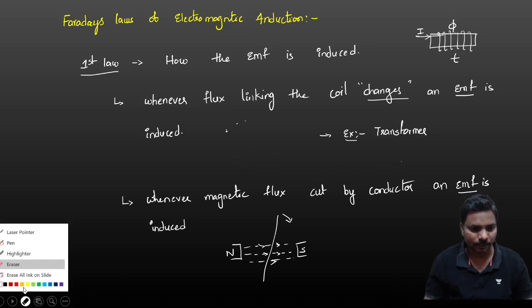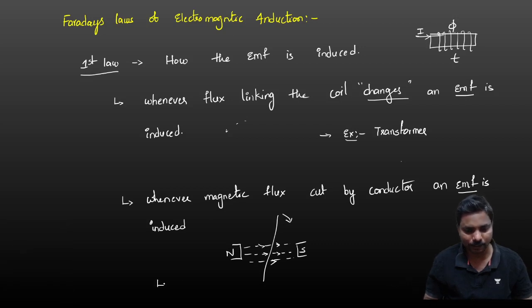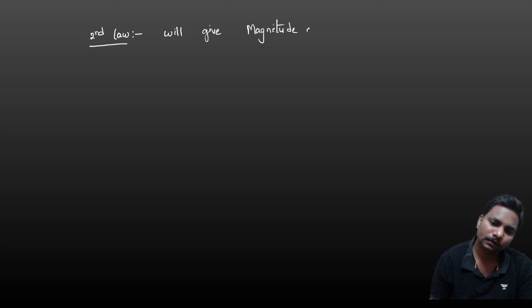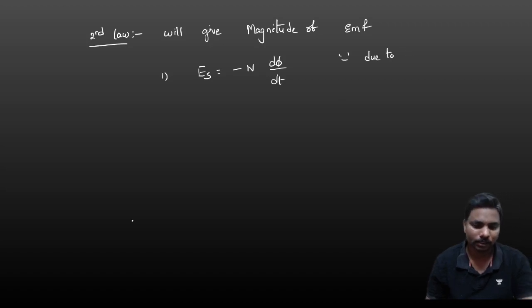Okay, here is an example of this second statement, in the case of a generator. The second law will give the magnitude of EMF, that is, the value of EMF. As per the first statement, statically induced EMF is minus N dφ by dt. Here the minus is due to Lenz's law. Minus represents Lenz's law.